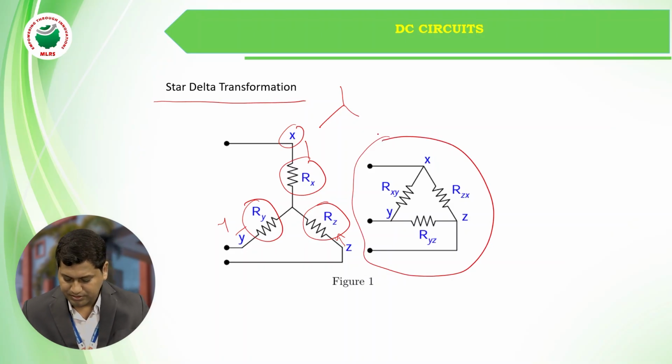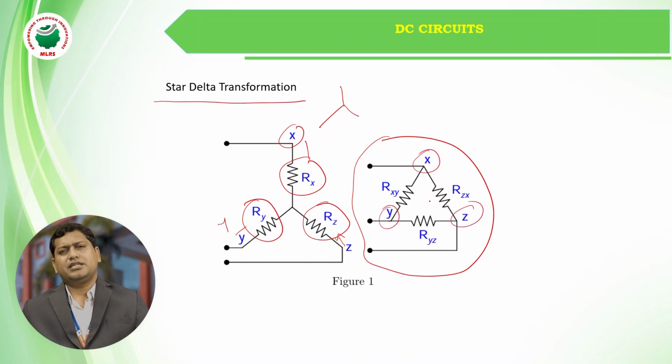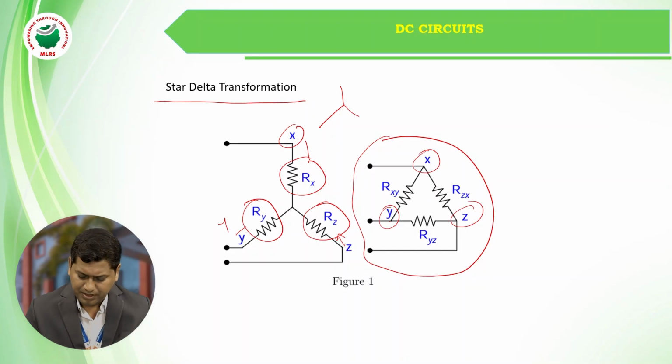If you see here, the same three terminals X, Y and Z. The resistor that is connected between X and Y, we call it RXY. The resistance that is connected between X and Z, we call it RZX.